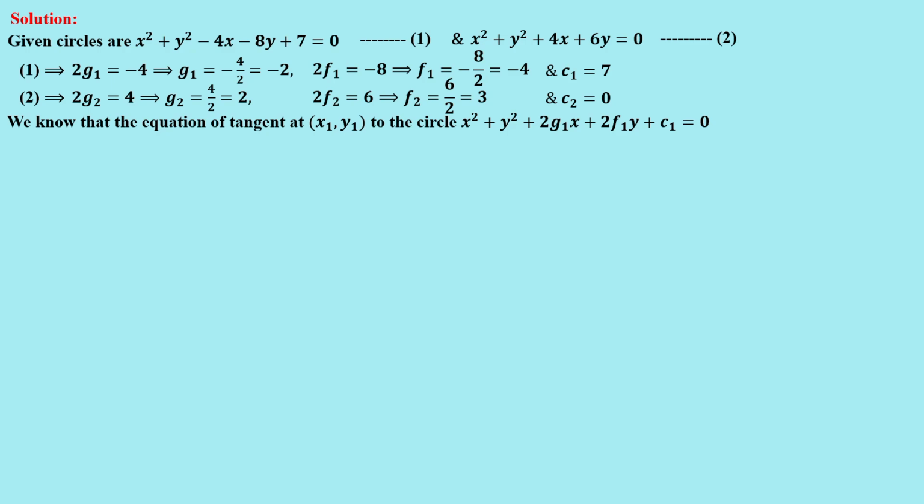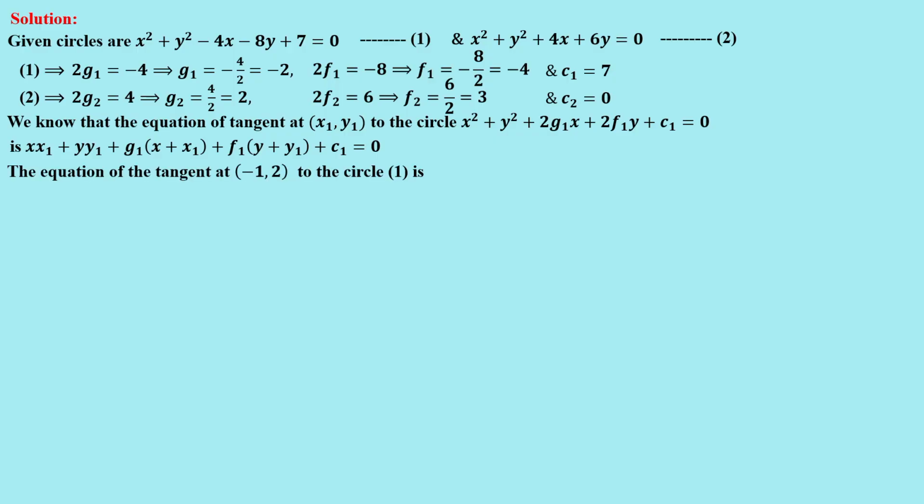We know that the equation of the tangent at (x1, y1) to the circle x square plus y square plus 2g1x plus 2f1y plus c1 equal to 0 is x x1 plus y y1 plus g1 (x plus x1) plus f1 (y plus y1) plus c1 equal to 0. Therefore the equation of the tangent at (minus 1, 2) to circle 1 is, substituting x1 equal to minus 1 and y1 equal to 2, g1 value minus 2 and f1 value minus 4 and c1 equal to 7.